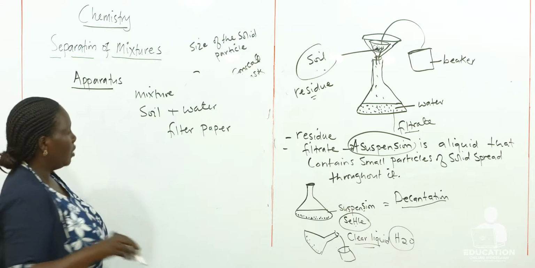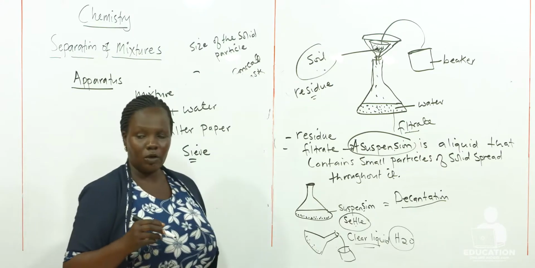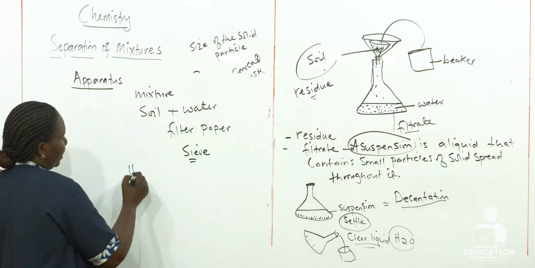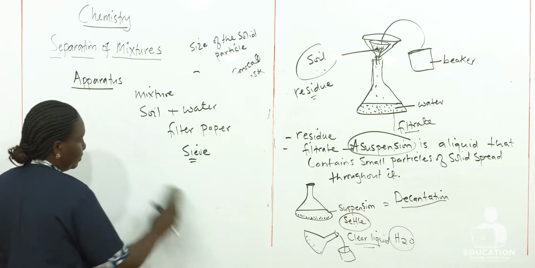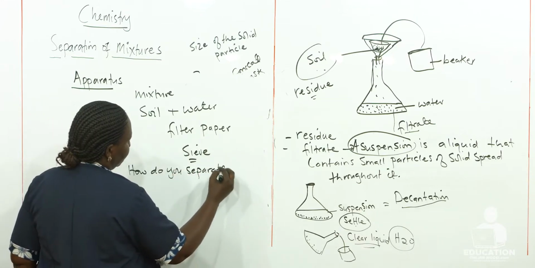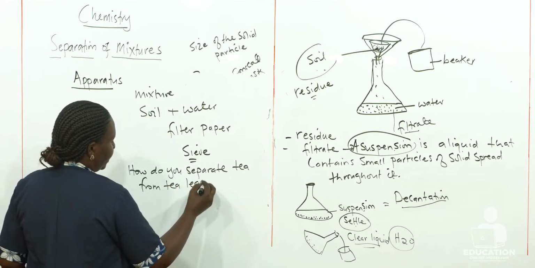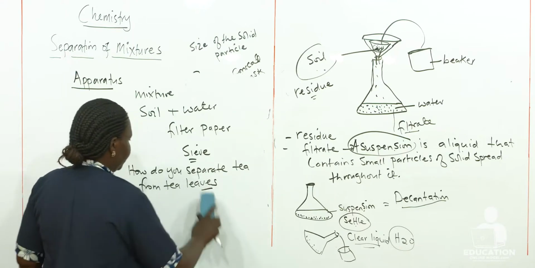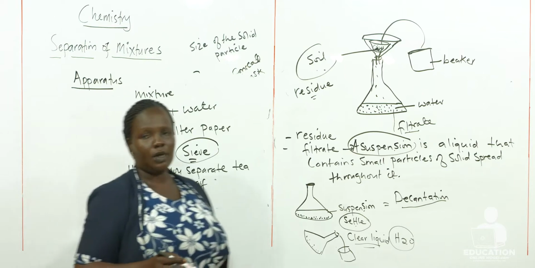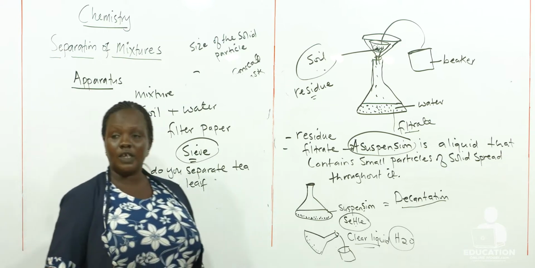In other instances, we can filter using a sieve, if we have a bit large particles or the quantity of the mixture is very large. For example, in our everyday life, how do you separate tea from tea leaves? We use the sieving method. We cannot use filtration.